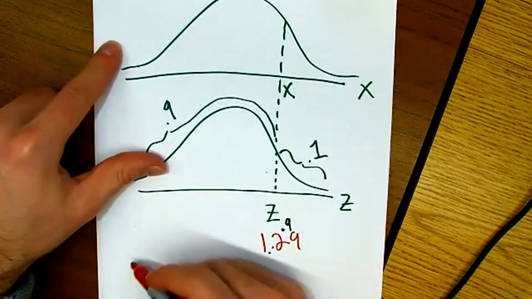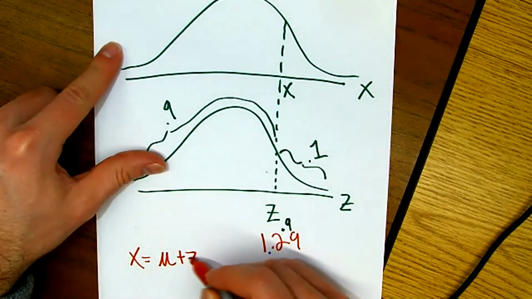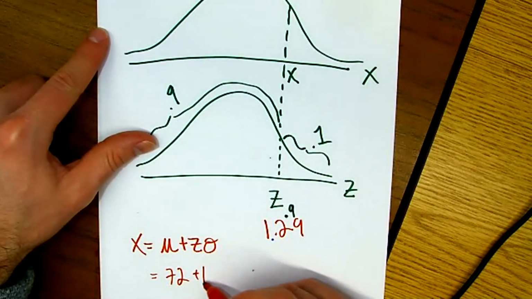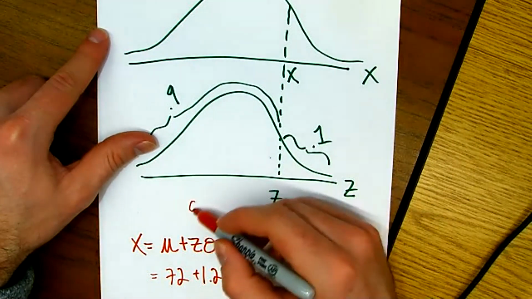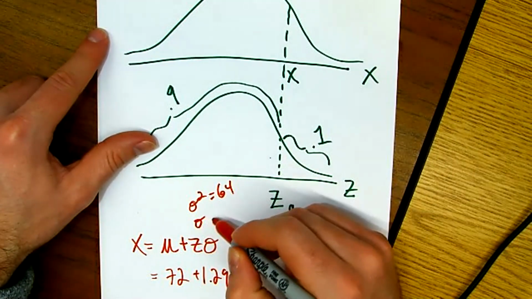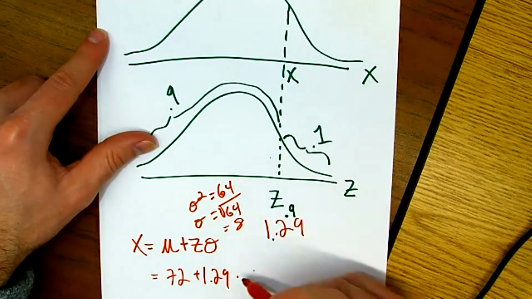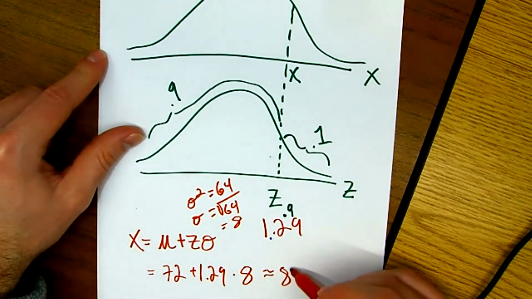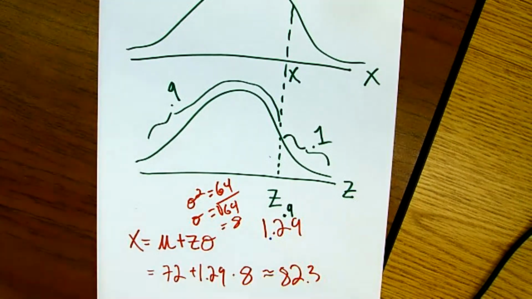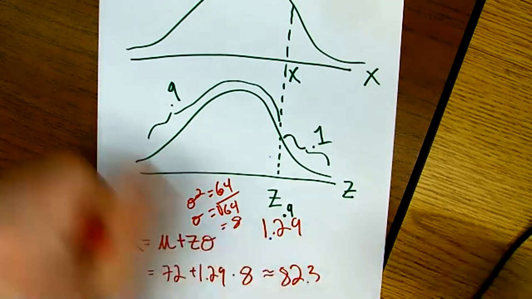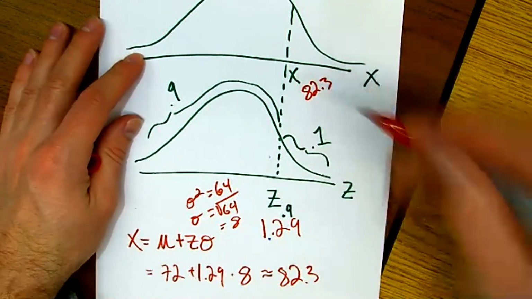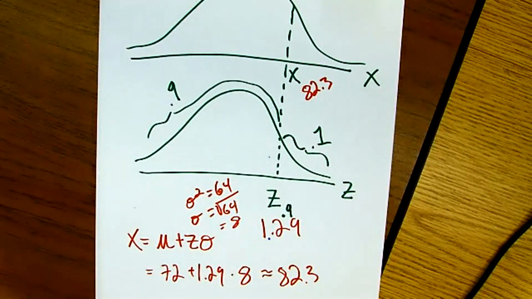So 1.29 here. I then look at that inverse transformation formula. The mean was 72, the z-score is 1.29, and if I recall, the variance was 64, which means I have a standard deviation of 8. If I plug this in, I should get approximately 82.3 something, I think. Basically, using this formula, after I find that z-score, I can determine that the test score that would be the cutoff for the top 10% on an exam like this would be as low as an 82.